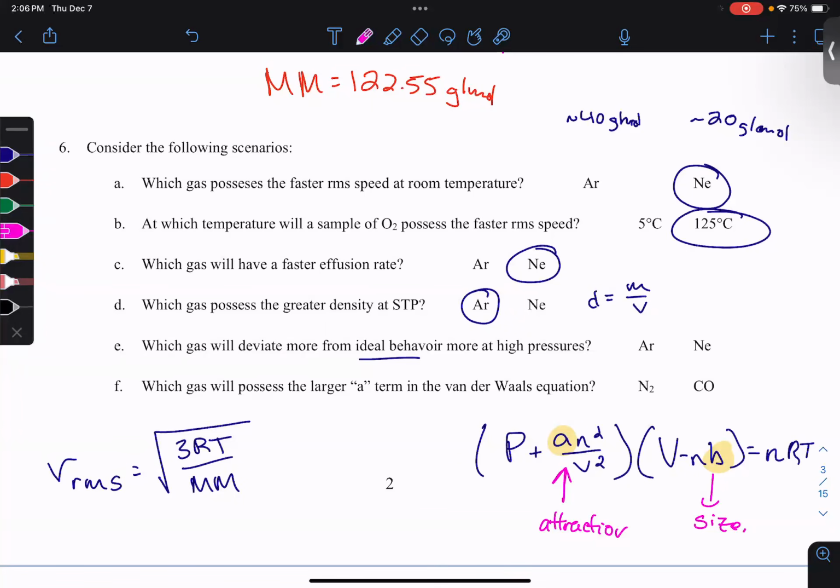So if I had a mole of argon and I condensed it down, how much volume would that occupy? If I had a mole of neon and I condensed it down, how much space would that occupy?